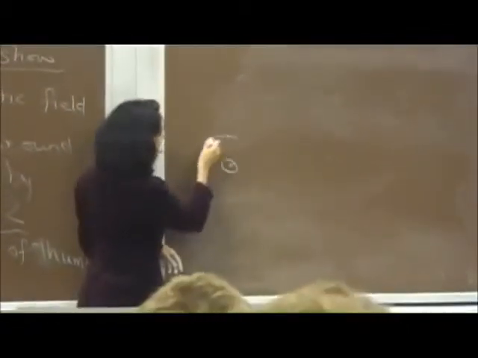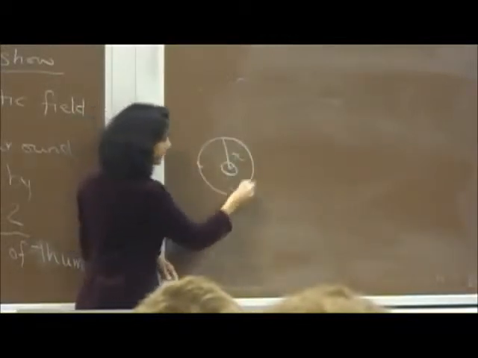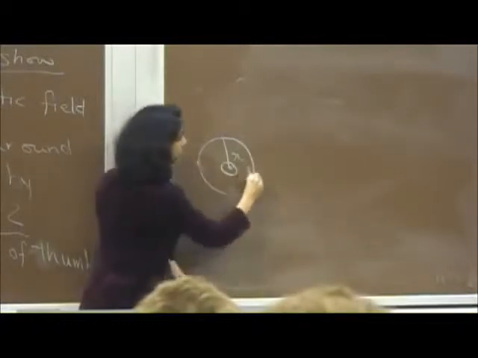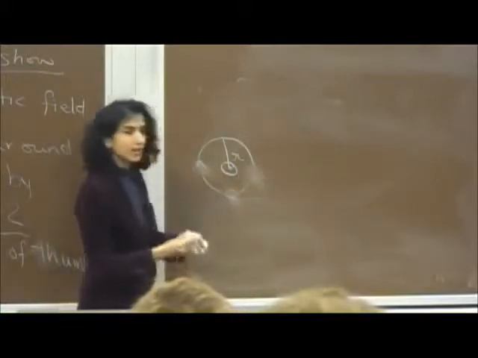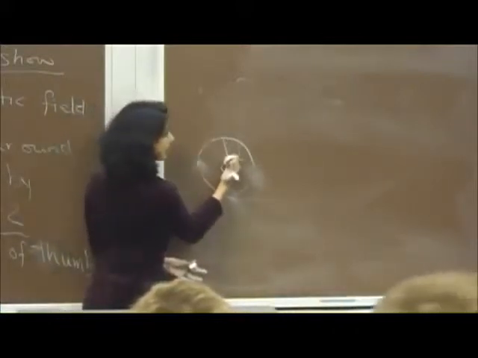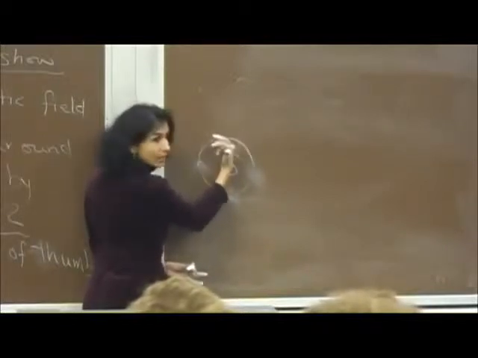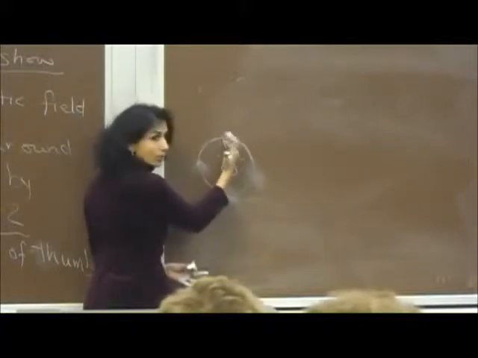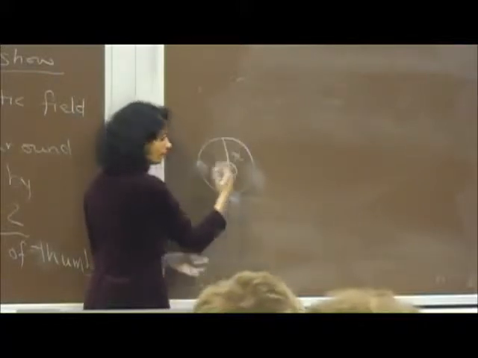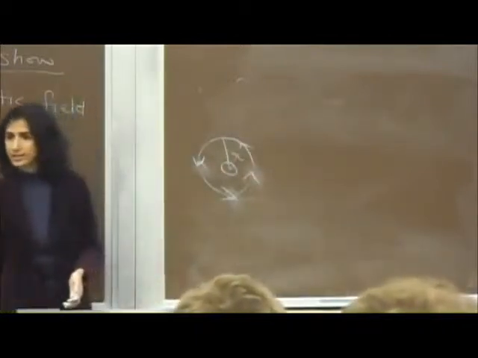If the current is coming out at you, and I'm saying find the magnetic field here at some distance r away, it could be either like this or like this, clockwise or counterclockwise. Use your right hand thumb rule. Put your thumb in the direction of current. Do you see my fingers are curling like this in my right hand? And that says that the magnetic field produced by this current is pointing in the counterclockwise direction. Does that make sense?